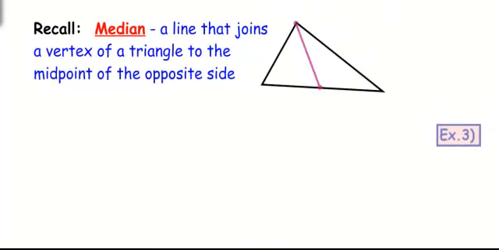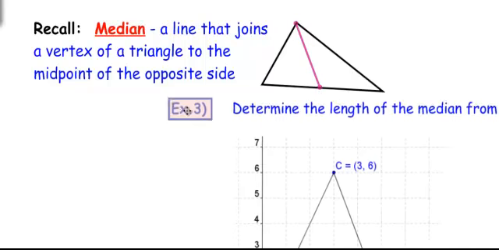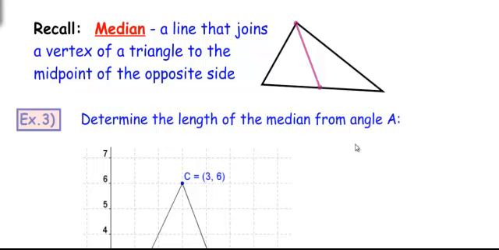I'm going to leave you with one question to do on your own and to bring to class tomorrow. So recall from the other day that a median is a line that joins a vertex of a triangle to the midpoint of the opposite side. Okay, so we know that definition. We know how to find a midpoint. So our job today is to determine the length of a median from a particular triangle.